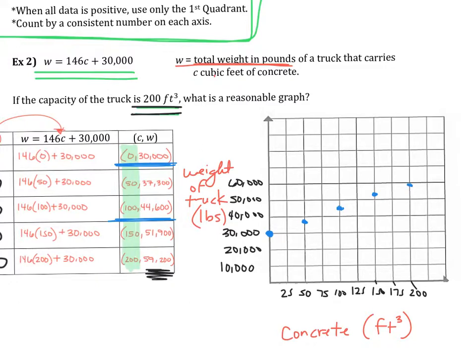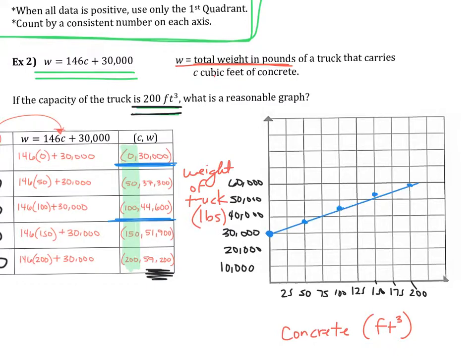Okay? Now here's my question for you. Do we want to draw a line in? Could the truck have a different amount of concrete and then a different weight? Yes, it can, right? It could be a fraction, it could be a decimal, it could be something different. However, what can it not go over? What's the max capacity? 200. So your graph of this, you're going to draw a straight line in, but you're going to stop at the 200. So it's going to look something like this.